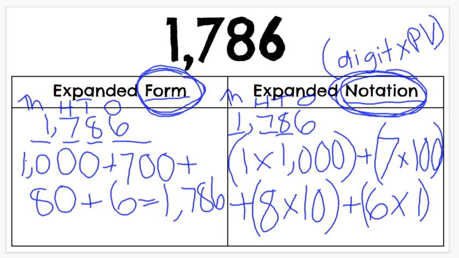1,786 written in expanded notation would be 1 times 1,000, plus 7 times 100, plus 8 times 10, plus 6 times 1. And all of that will give me 1,786. And I know I did expanded notation because I did my digit times my place value. Now you'll have the chance to practice writing your own.